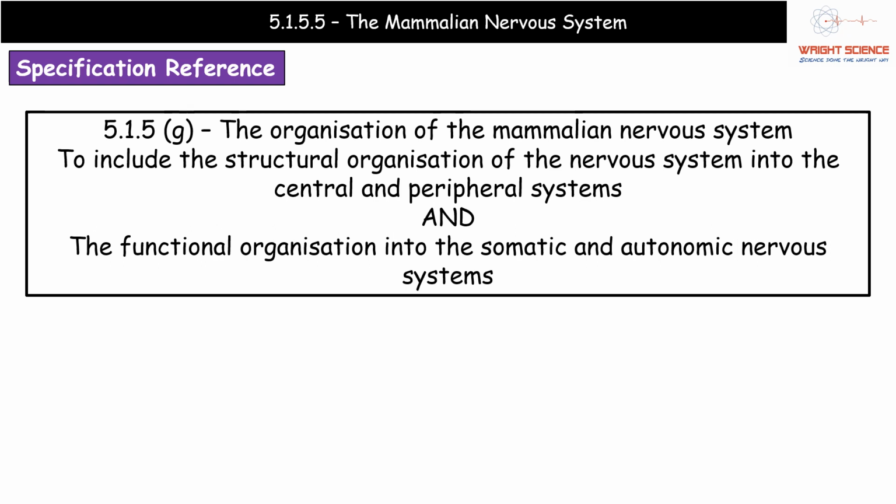Hey everyone, and welcome to our video on the mammalian nervous system. This is part of our Module 5 Part 5 series where we're having a look at those plant and animal responses, and in this video we're going to be having a look at specification reference 5.1.5G, the organisation of the mammalian nervous system.